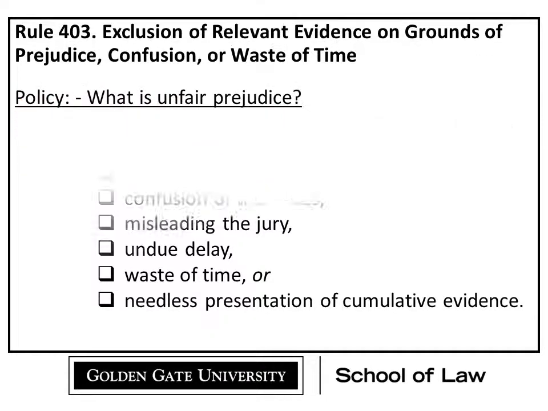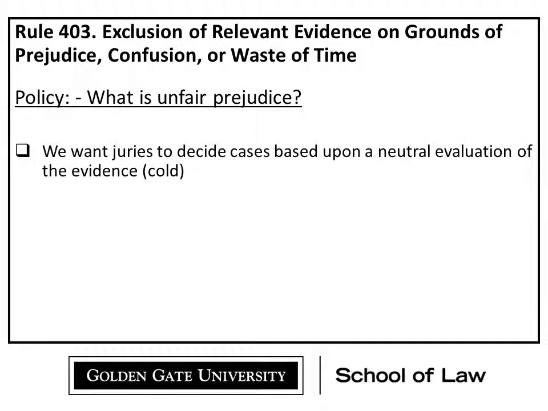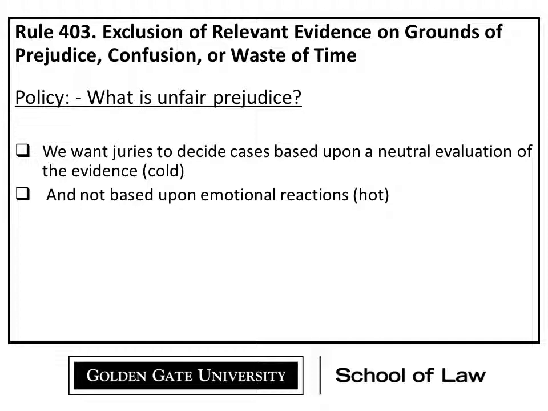Now, one of the questions I get all the time is, what is unfair prejudice? You tell us, Professor Porter, that it's not everything that's unfair or not everything that's prejudicial at trial, only unfair prejudice. And I would suggest to you that the courts have dealt with this in sort of a hot and cold way. Essentially, we want juries to decide things based on a neutral evaluation of the evidence. We want a cold evaluation. We want them to look at the evidence, weigh the evidence, and come up with their verdicts. We don't want it to be based on emotions or emotional reactions to evidence. And you can see the hot and cold right there. We want you to base it on the evidence, not be overcome by emotions.